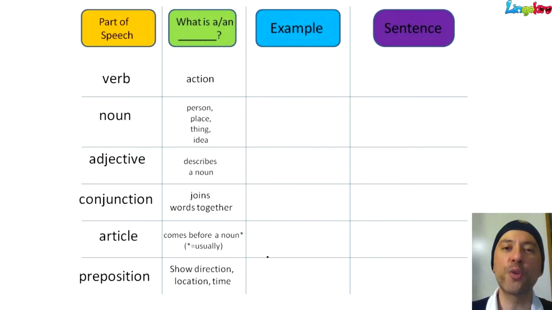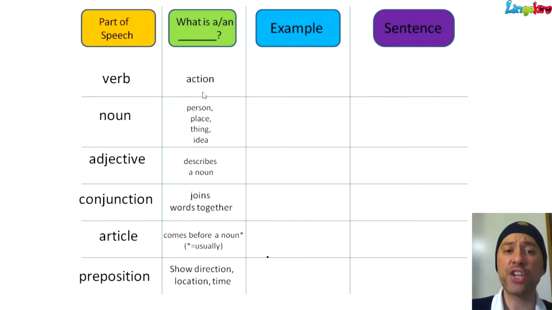In this episode, we're going to look at parts of speech. We're going to look at 6 different parts of speech. So we're going to look at verbs, nouns, adjectives, conjunctions, articles, and prepositions. So let's start with what is a verb?